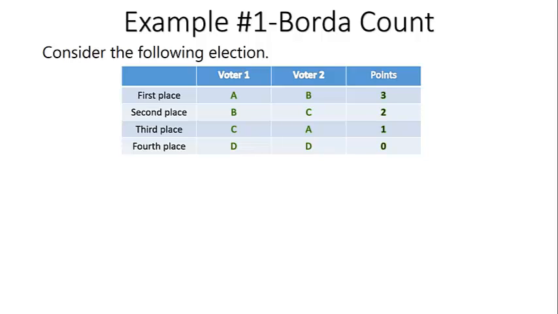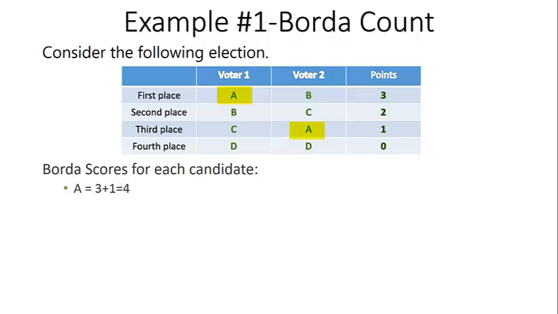We've got an election here with two voters choosing between candidates A, B, C, and D. Recall with the Borda count that points are awarded with 3 points given for every first place vote, 2 points for a second place vote, 1 point for a third place vote, and no points for a fourth place vote. So we start by computing our Borda scores for each candidate.